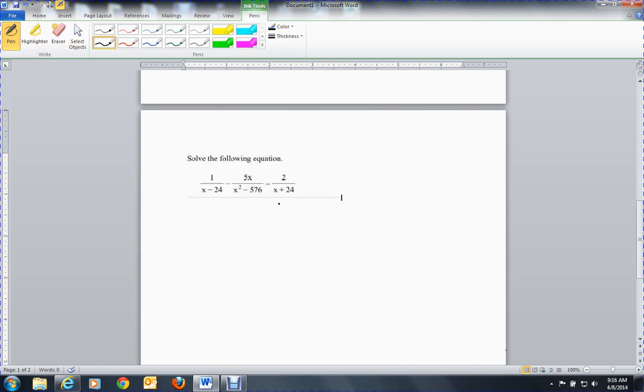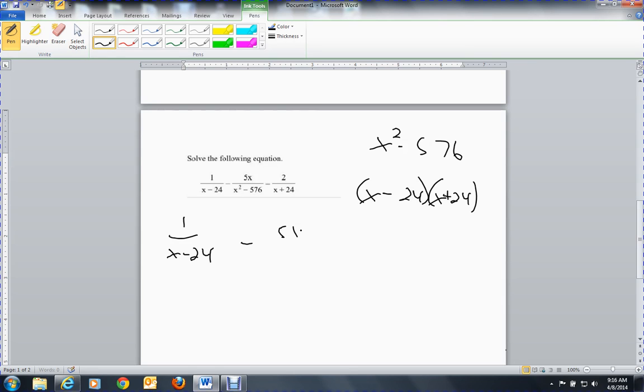Let's do this next one. Pretty much done the same way. The only thing I have to do is factor x squared minus 576. And if you look at the other numbers and the other fractions, you'll notice that they both have a 24. That's because 24 times 24 is 576. And that's how that one factors. X minus 24, x plus 24. So this one's going to be done very, very similarly. I'm just rewriting it in factored form.